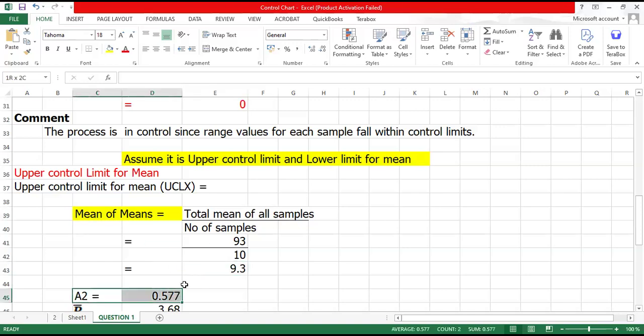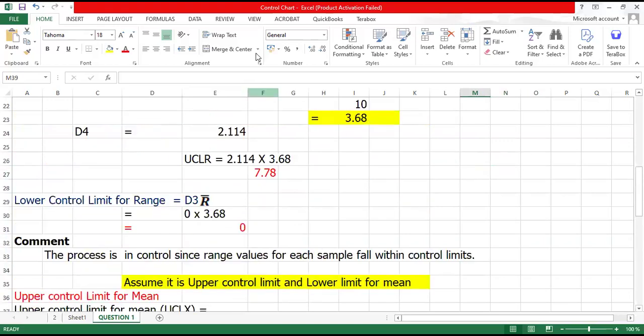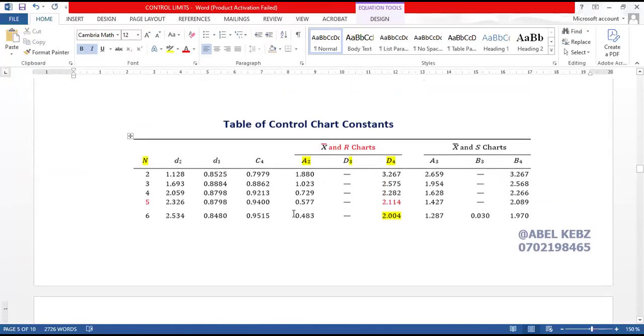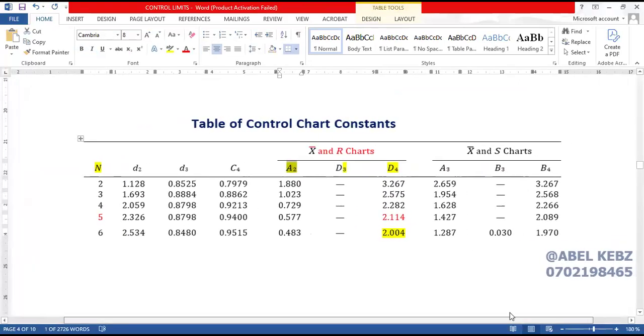Then how do you get A2? Assume the examiner has given you the table. You go to your table and look for where A2 is. This is A2. And how many observations do we have in this question? 10? No, we don't have.